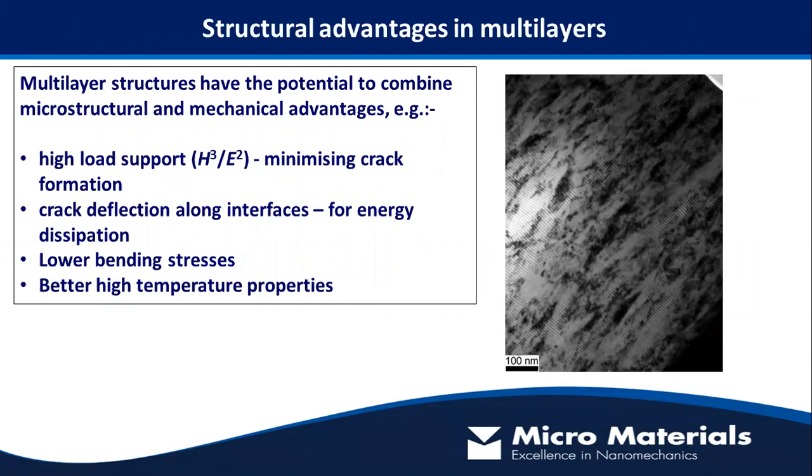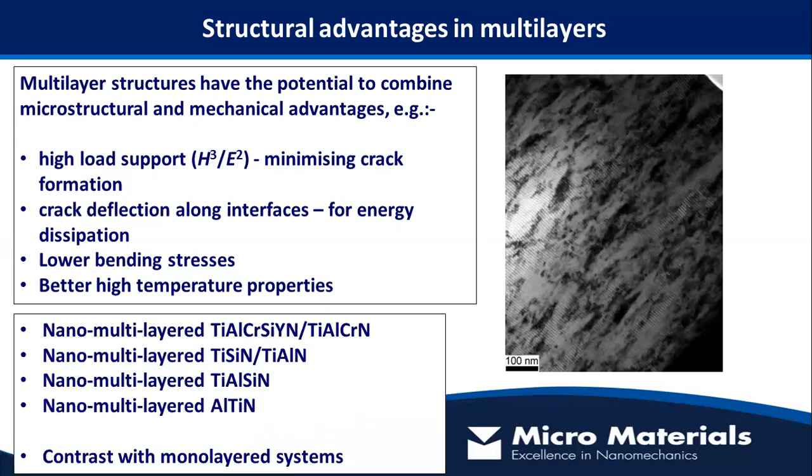One of the ways to get more out of enhanced mechanical properties is to combine them with microstructural advantages. One of the systems we've looked a lot at is nanolaminate systems. They combine high H cubed over E squared, which provides additional load support and minimizes driving forces for crack formation, with additional routes for energy dissipation, which provide crack deflection along the interfaces, minimizing through thickness cracking. That's very useful. Bending stresses are also important, as are high temperature properties.